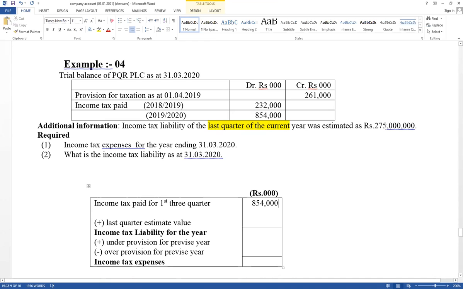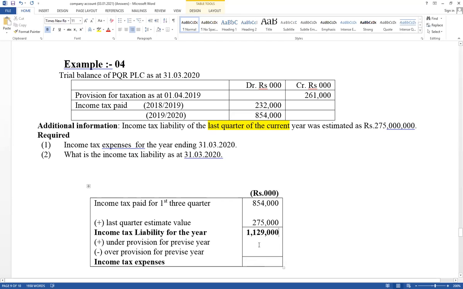And the last quarter estimate value is given now. This year, current year, last quarter, current year. Therefore, that is the estimate value 275,000. Then the income tax liability for the year can be calculated. Take the answer: 854 plus 275. Therefore, here the total amount equals 1,129,000. That is the income tax liability for the year.